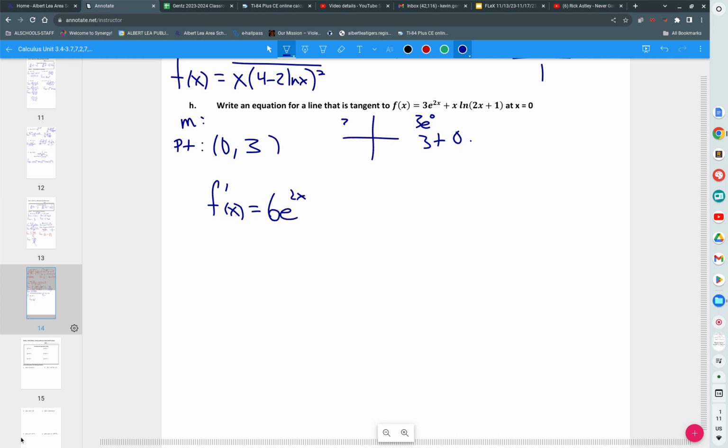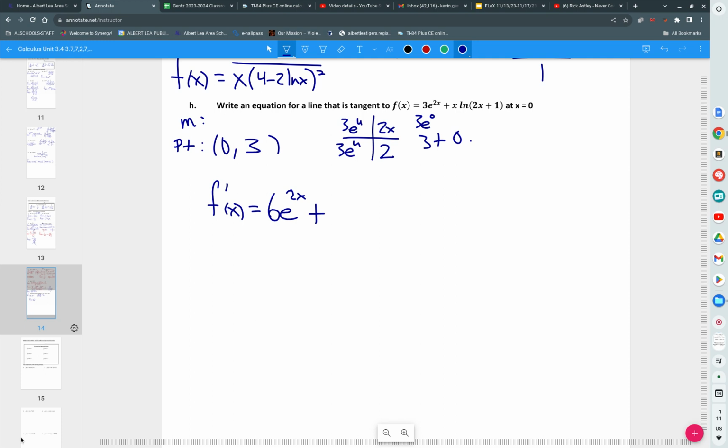Again, you have 3e to the u, and you have 2x. The derivative of 2x is 2. The derivative of 3e to the u is 3e to the u. So hopefully everybody can see we get 6e to the 2x. We did talk about when it is e to a power, you simply just have to take the derivative of that power and drop it out front.